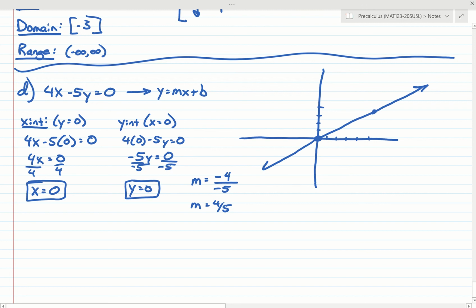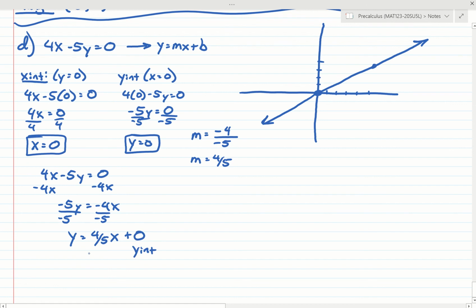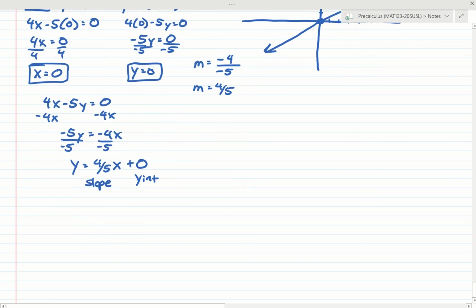I used the shortcut that I showed you before with the opposite of a over b. Now if you don't want to remember the shortcut, what we could do is we could always just manipulate this and get the y by itself. So let's subtract 4x on both sides, and then divide by -5. We get y is equal to 4/5 x plus nothing. The nothing is your y-intercept, which we already know, and this is our slope. So there's a few different ways to get that answer.